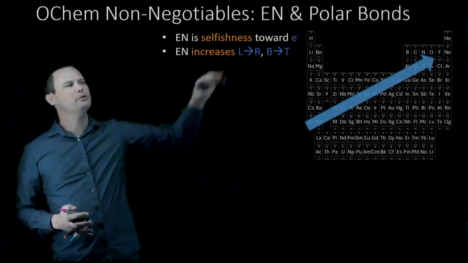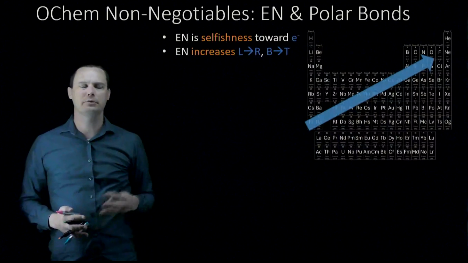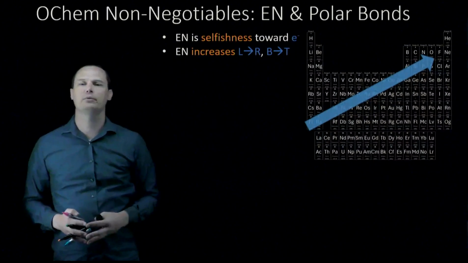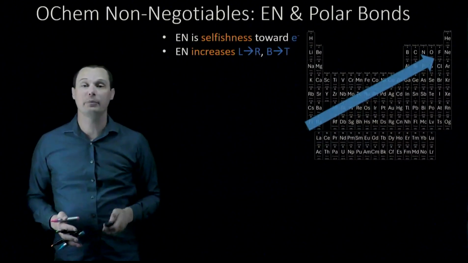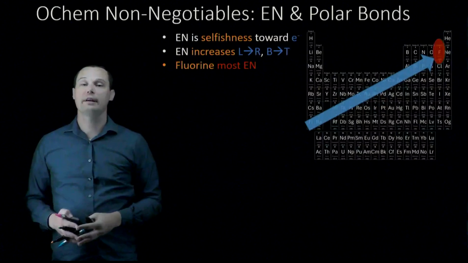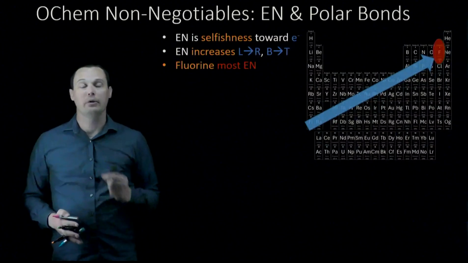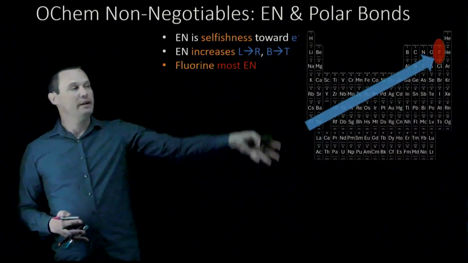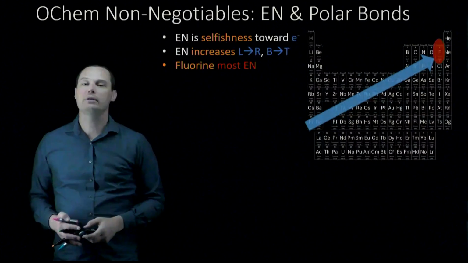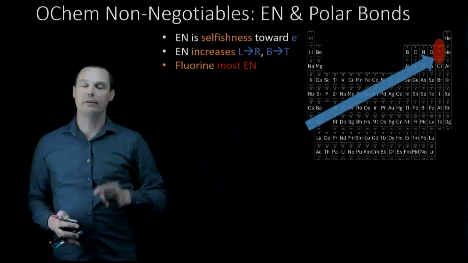Electronegativity increases up towards the top right of the periodic table. So it increases bottom to top, it increases left to right towards fluorine in the periodic table. In fact, fluorine is the most electronegative element on the periodic table. You have to know this. Everything goes left to right, everything goes bottom to top. Fluorine is the most electronegative element on the periodic table, non-negotiable.